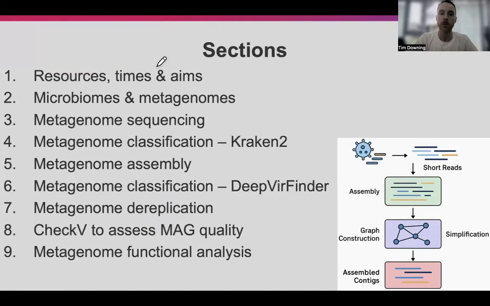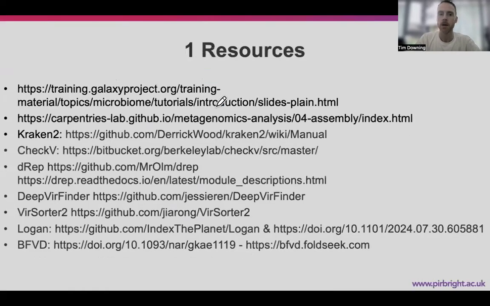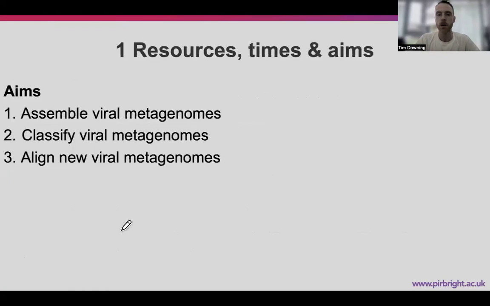In this video, I'll talk about the resources and aims of this course, as well as an introduction on microbiomes and metagenomes. So here is a list of resources that you can use to extend your knowledge. The Galaxy training resources and Carpentries for metagenomics are very, very good and very useful. There are also links to key resources and tools that we'll use, like Kraken2, CheckV, dRep, DeepVirFinder, VirSorter2, Logan, and the Big Fantastic Viral Database as well, all of which can help you with your analysis, quickly focused on viral genomes.